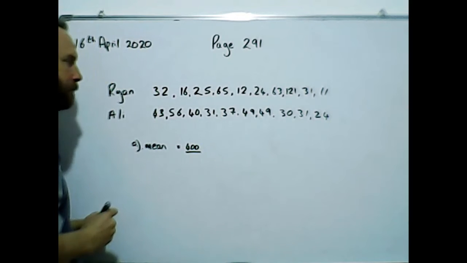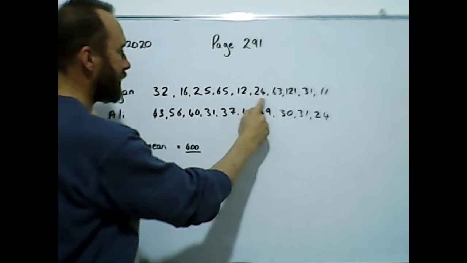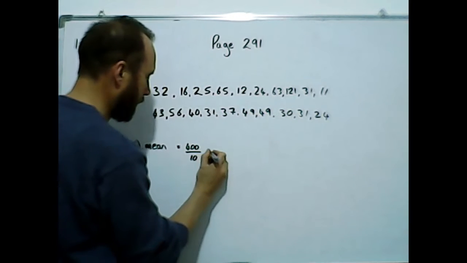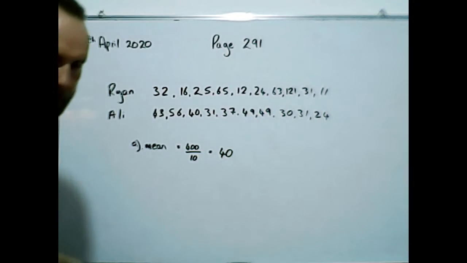And if I divide them by the number of numbers, how many numbers? 1, 2, 3, 4, 5, 6, 7, 8, 9, 10. Divided by 10, I get 40. So 40 is the mean, okay?